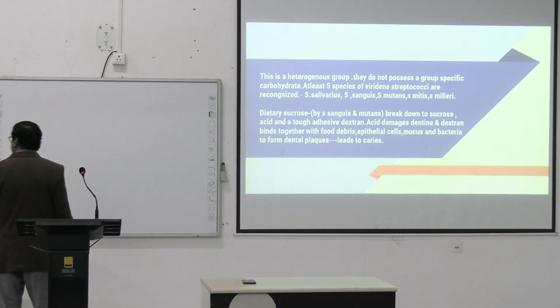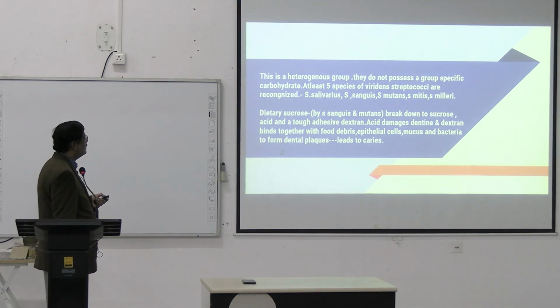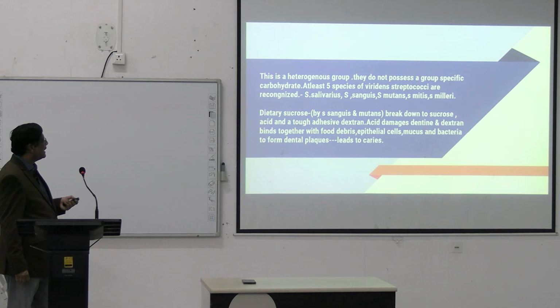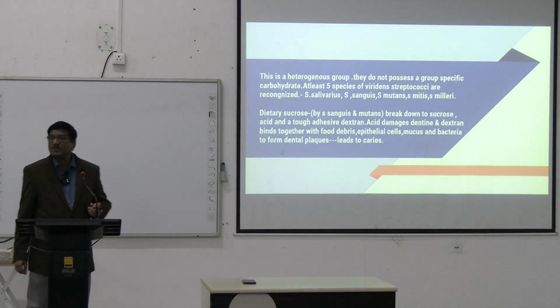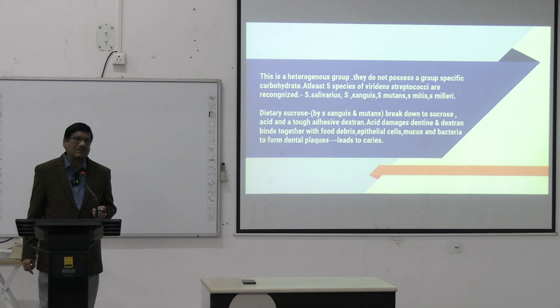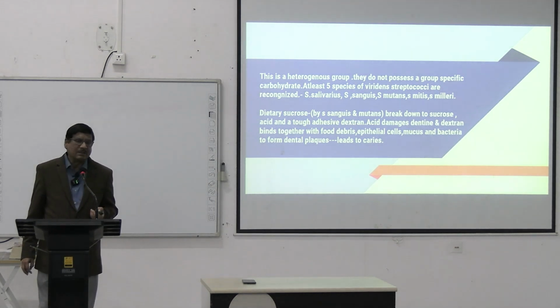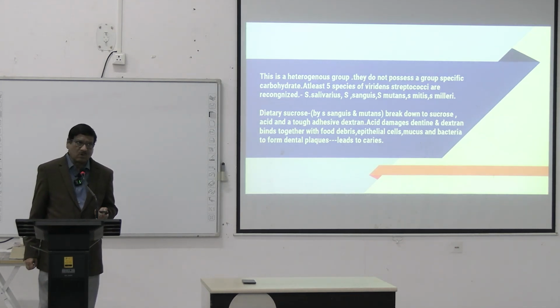This particular group, the viridans group, is heterogeneous. They do not possess a group specific carbohydrate. At least 5 species of viridans streptococci are recognized: salivarius, sanguis, mutans, mitis, and milleri. They are not classified under the Lancefield group, isn't it? Lancefield group is classified only for the beta hemolytic group. Those organisms that can produce beta hemolysis on blood agar are classified by Lancefield, not the whole group of Streptococcus.